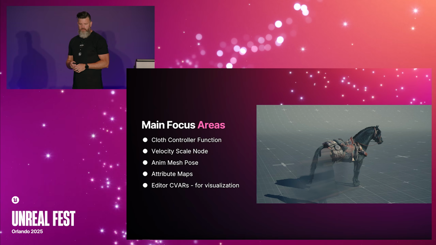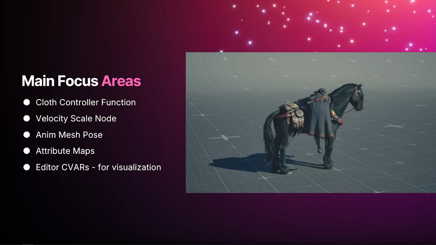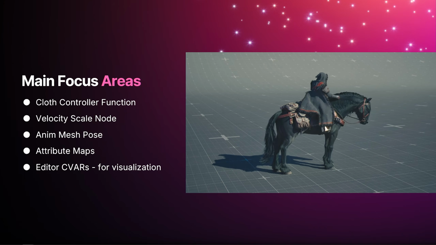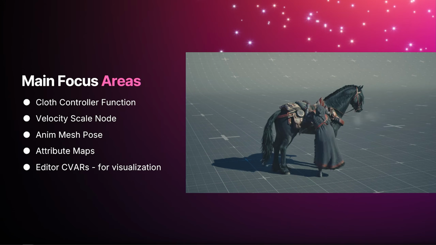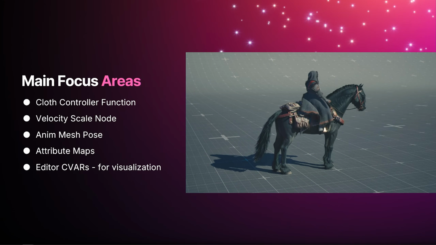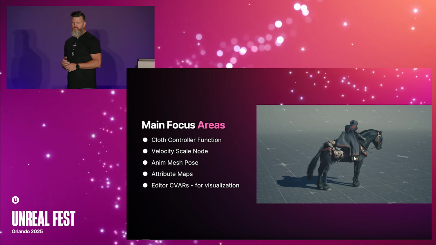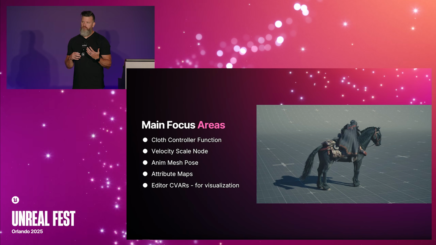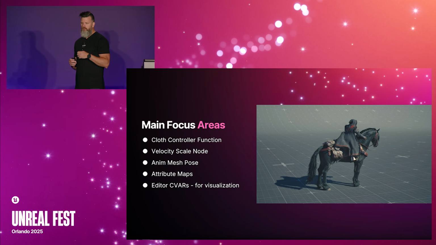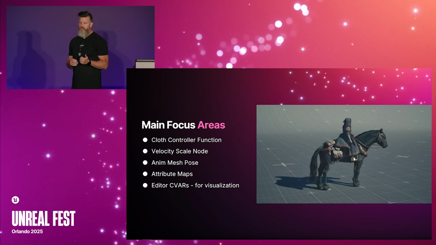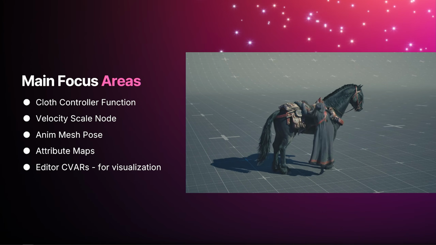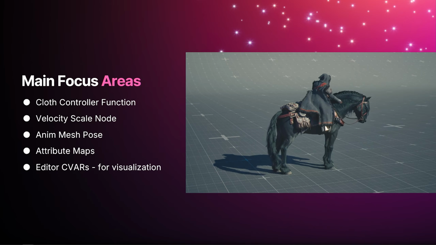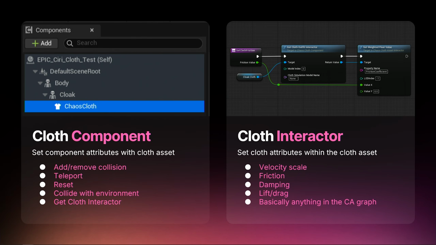So let's move on. We learned a lot in this demo about how cloth can work in a more game type scenario and production environment. So what I wanted to do was break my area into these focus areas, and I feel like each of these areas is pretty important to help you solve problems that you might have. Something that I'm calling the cloth controller function. We'll talk about the velocity scale node, your animesh poses, attribute maps, and then also the editor CVARS to help you debug and see what's going on in your cloth setups.